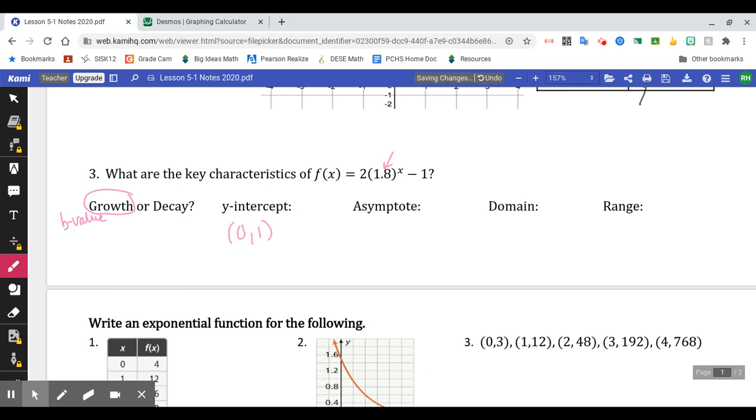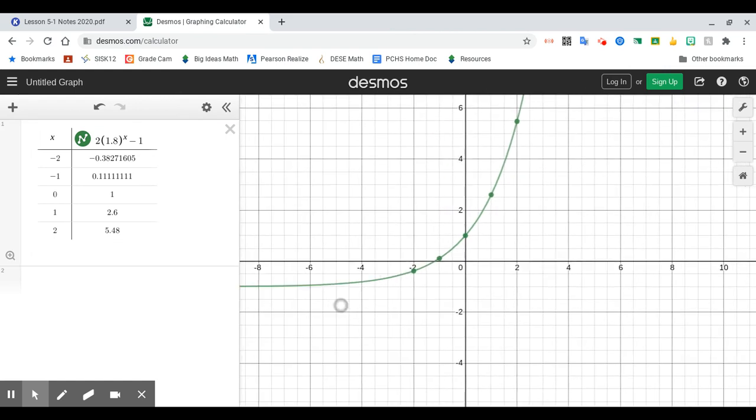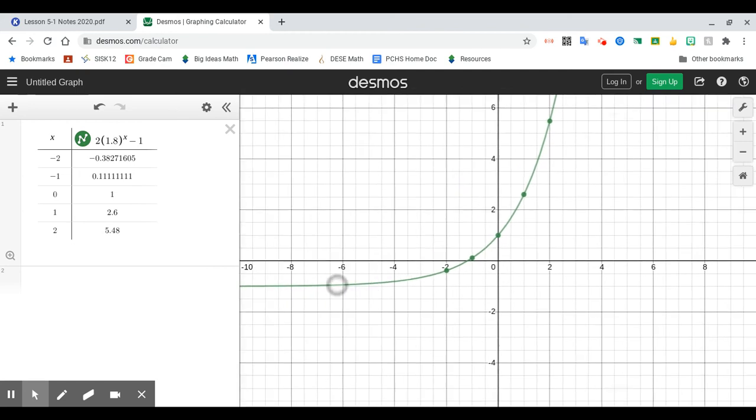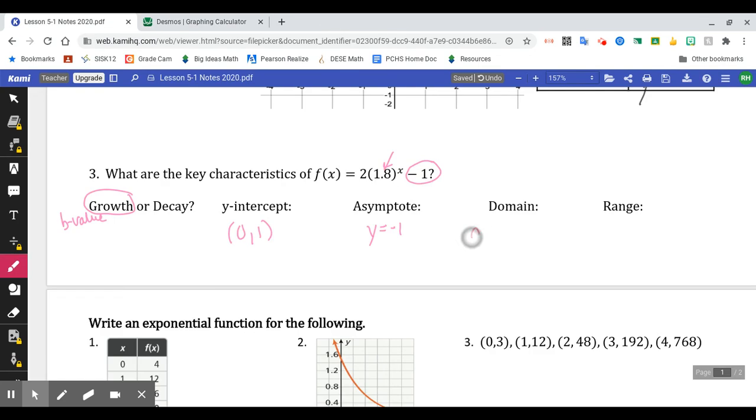My asymptote is whatever line is out here for the c, right? So negative 1. So y equals negative 1. The domain would be all of my x values. So if you look back at your thing, it's going to keep going this way forever. Going to keep going to the left forever. And then it will go to the right at the top. So this is going to be all real numbers again.